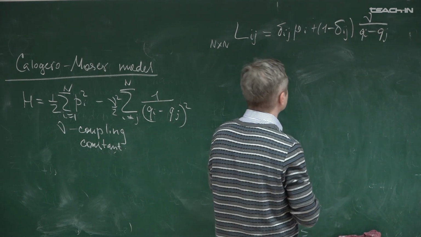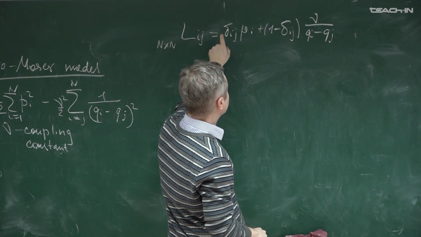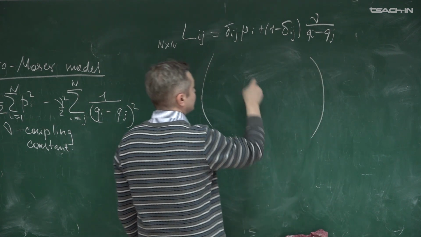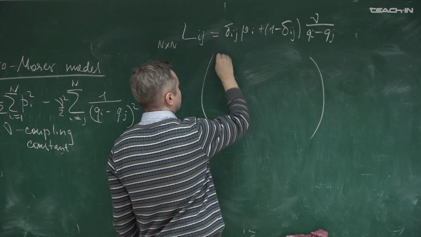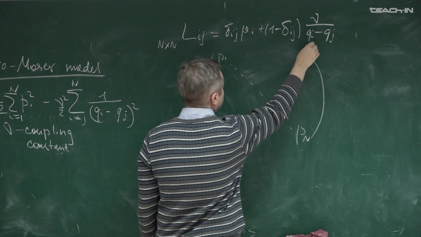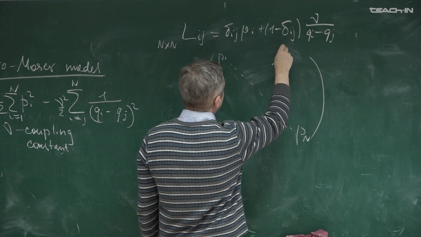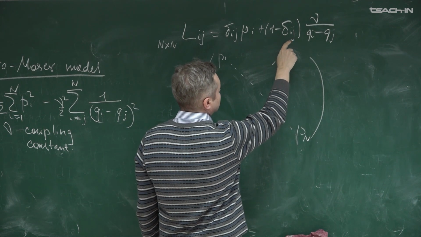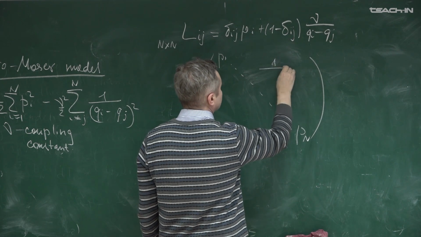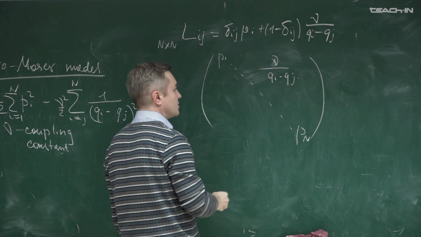So when writing like this, we have a delta symbol here, Kronecker delta symbol. It means that these momenta are arranged on the diagonal. And these expressions are off diagonal, because it equals 1 when i is not equal to j. So here we have mu over qi minus qj. So this is the structure of this matrix.